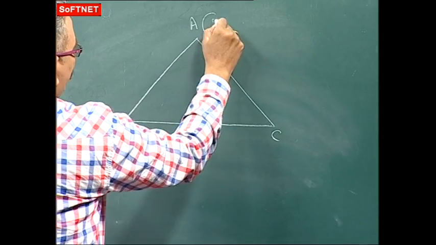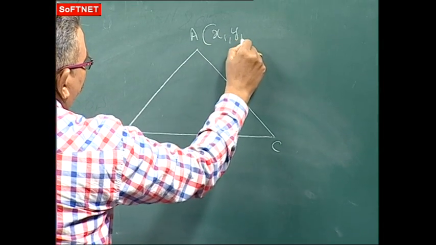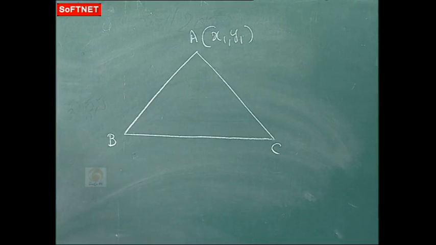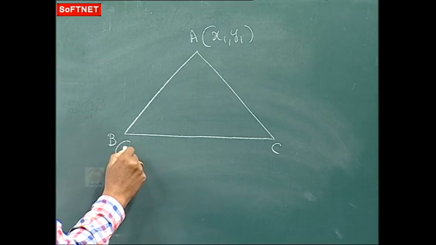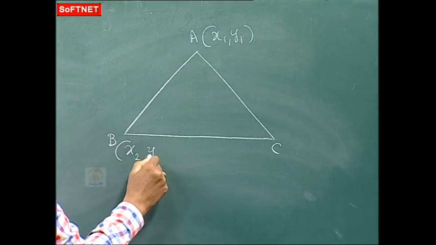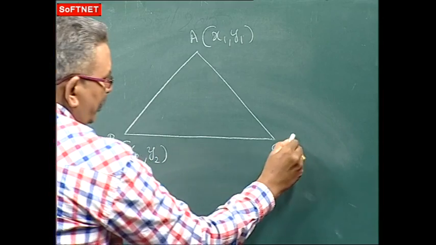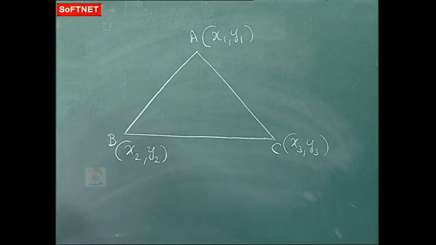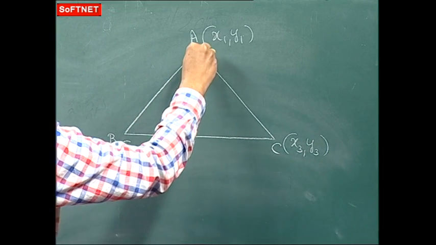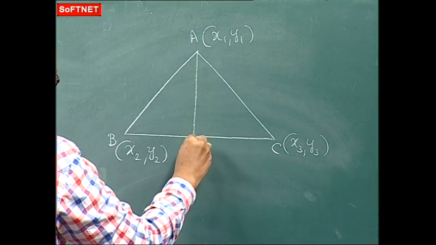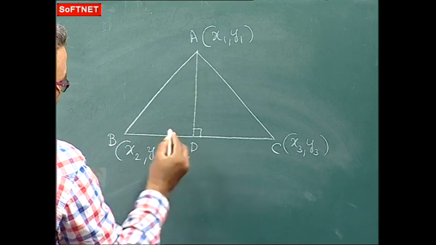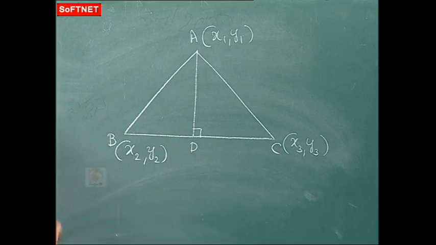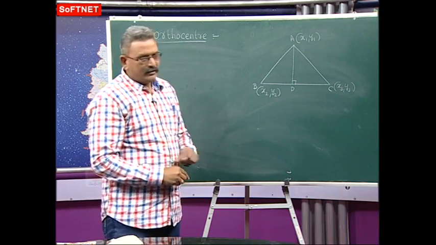Say this is x1 comma y1, this is x2 comma y2, this is x3 comma y3. Let us draw a perpendicular from A to the opposite side BC, say AD. D is known as the foot of the perpendicular on BC.